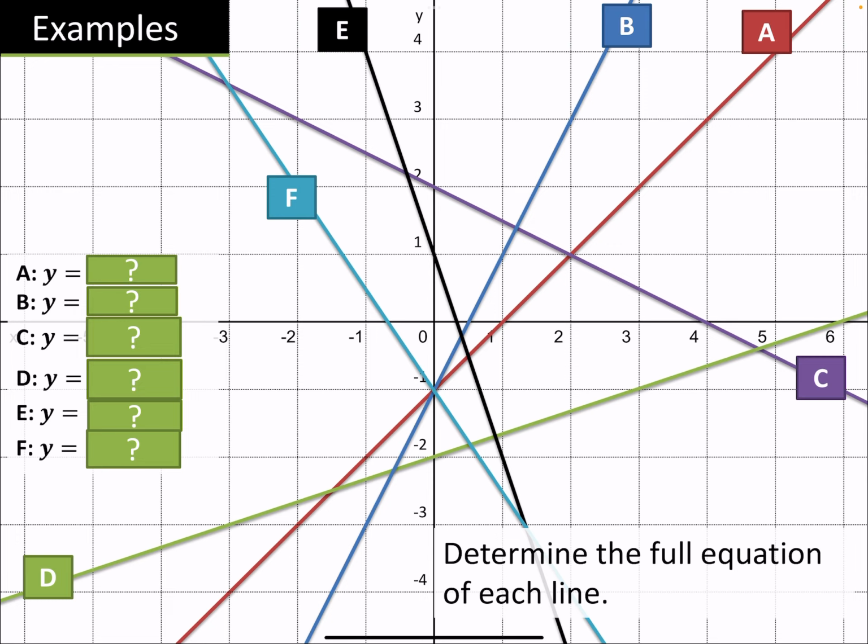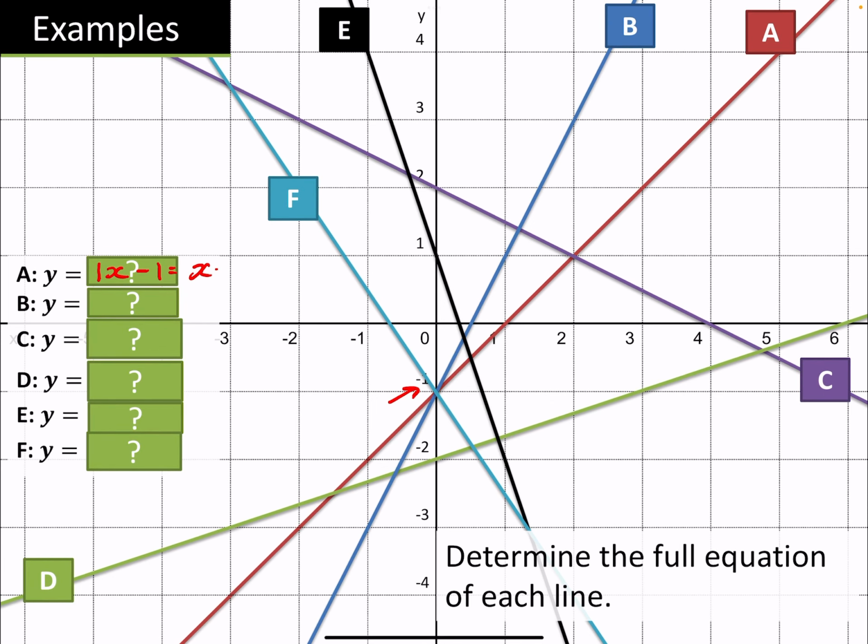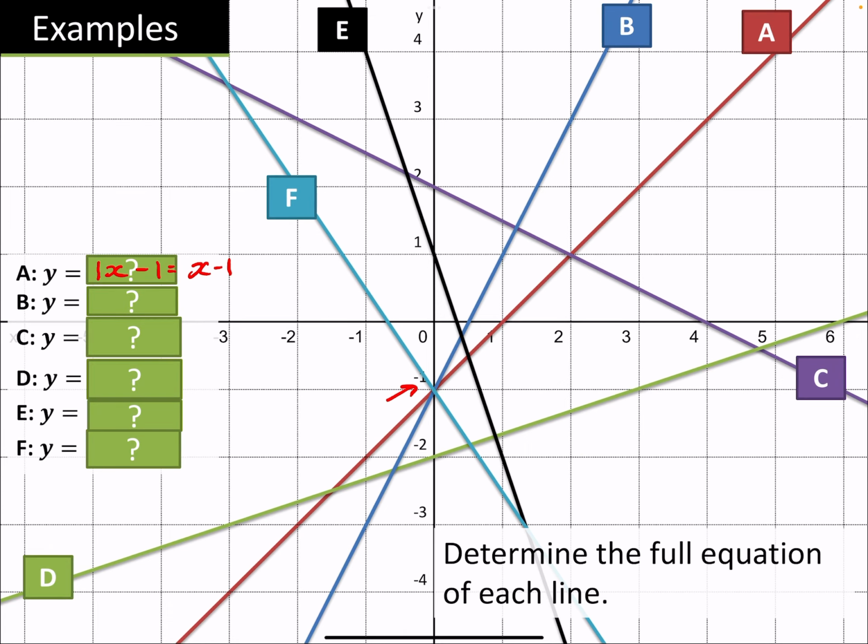Now let's have a look at line A. As we look at line A, you can see that for every 1 we go across, we go up 1, okay? We can also see that the y-intercept is -1. So what that means is we've got y equals 1x because the gradient is 1, and then take away 1 because the y-intercept down here is at 0, -1, okay? We don't tend to write 1x. What we'll write instead is just x take away 1, okay?